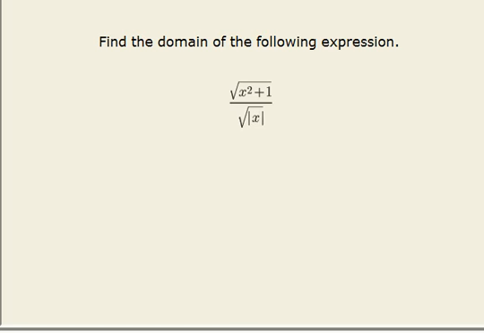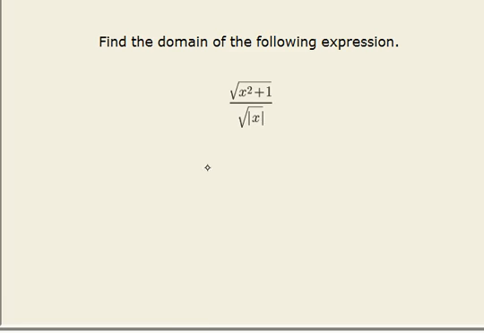Here we are asked to find the domain of the following expression: the square root of the quantity x squared plus 1, over the square root of the absolute value of x. Looking at the expression, we can see right away that our denominator cannot be equal to 0.